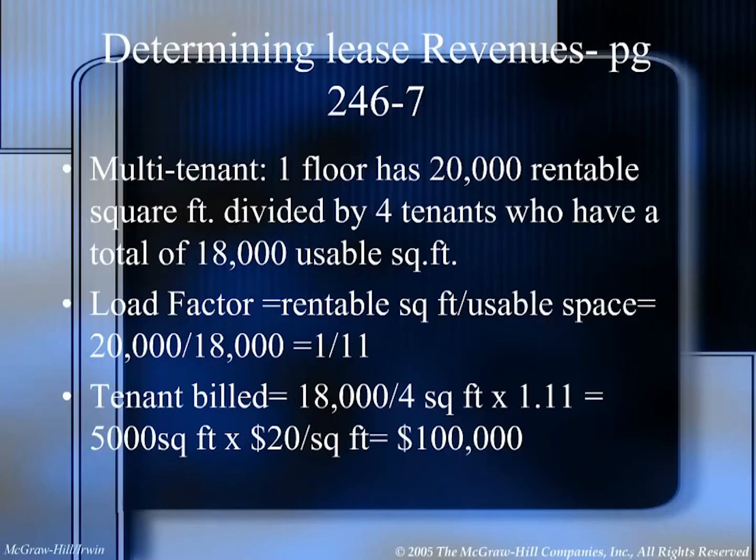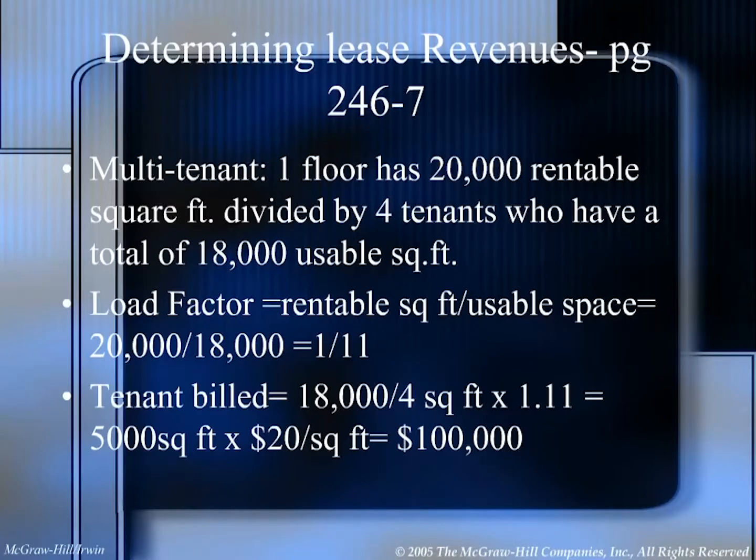So, for example, the whole floor is 20,000 square feet, but once you divide it into 4 tenants, only 18,000 of it is actually usable space. So you take the rentable divided by the usable, in this case 20,000 divided by 18,000, and you have a load factor that should be 1.11, so about 11% more.